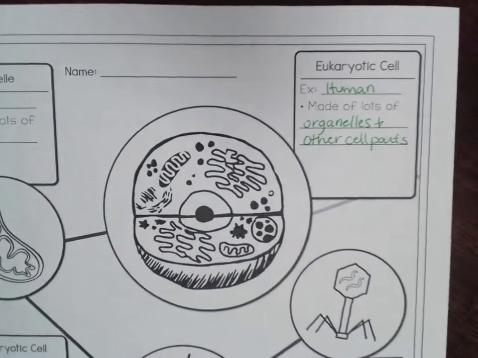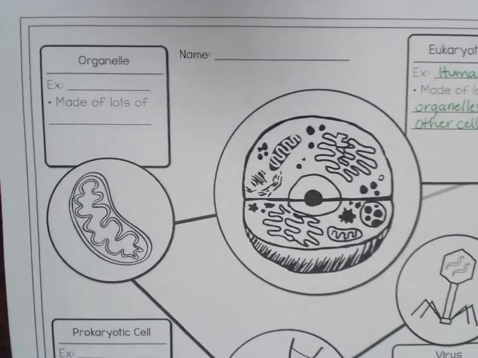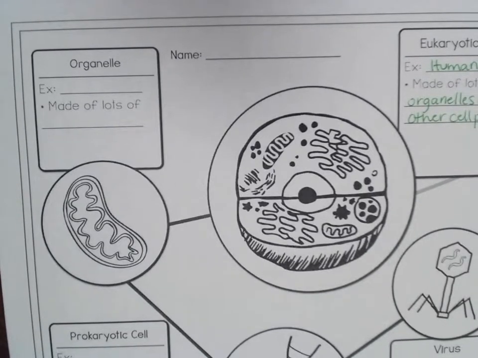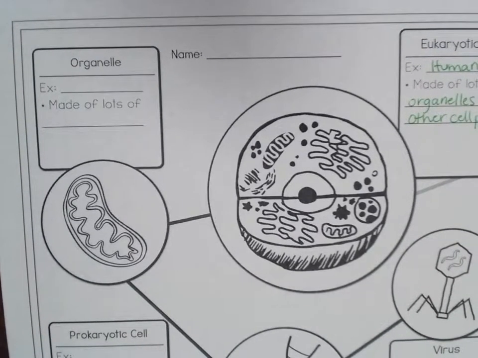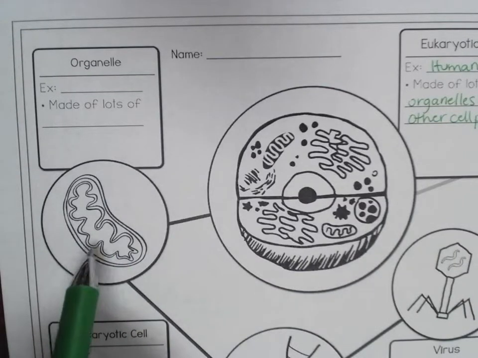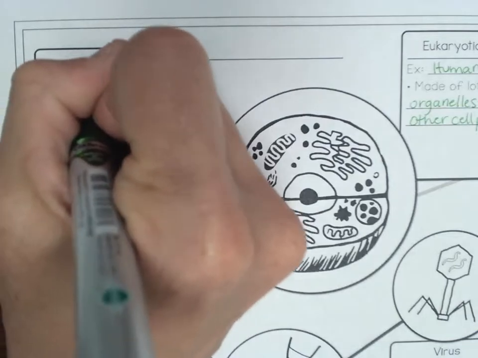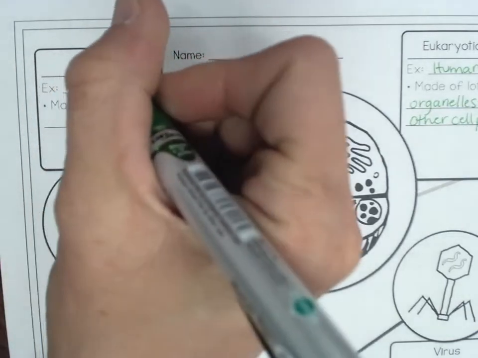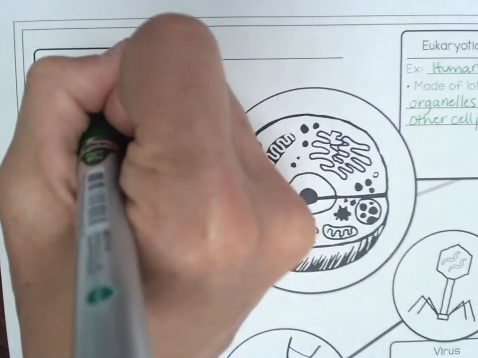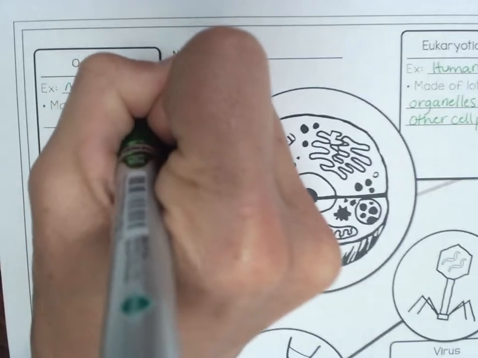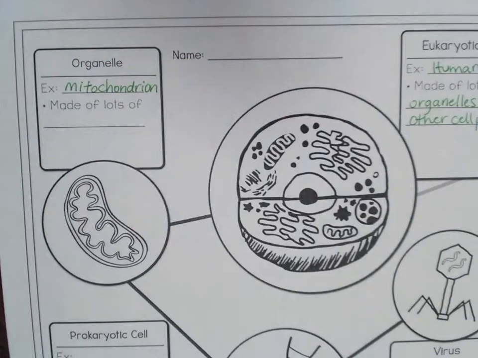So then we're looking here at this cell. What's an organelle? An organelle is part of the cell. Remember, it's the organ of the cell. So this particular one is a mitochondria, or mitochondrion is singular. Mitochondrion. And it's made of lots of larger molecules.